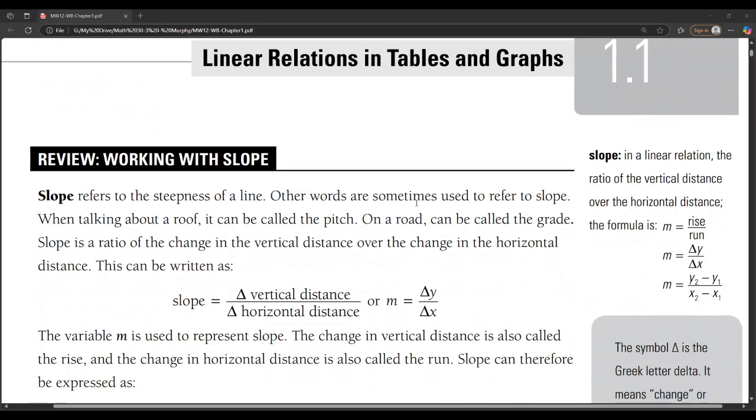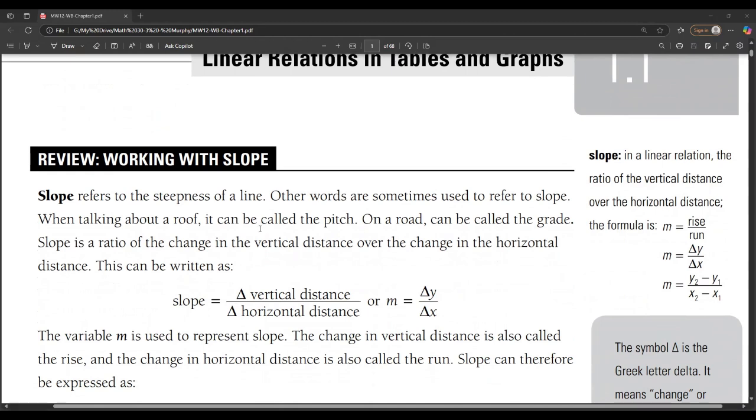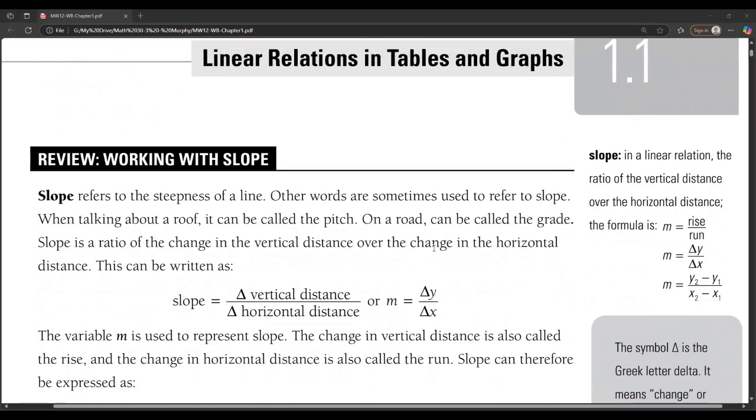So other words are sometimes used to refer to slope. And when talking about a roof, it can be called the pitch. On a road, it can be called the grade. Slope is a ratio of the change in the vertical distance over the change in the horizontal distance.